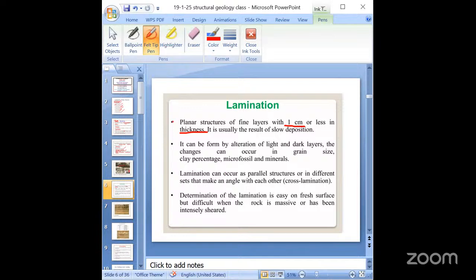So these individual layers are called lamina. Lamina, plural laminae. So they may be parallel or non-parallel, right? They may be continuous or discontinuous and curved, either wavy or planar.